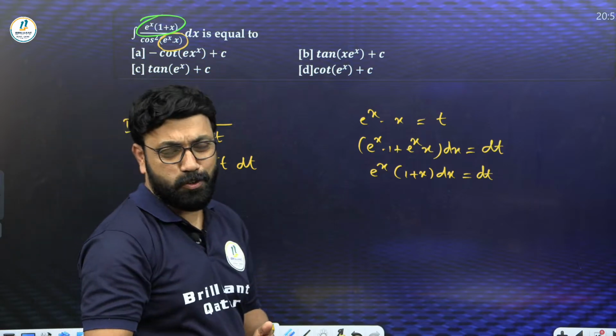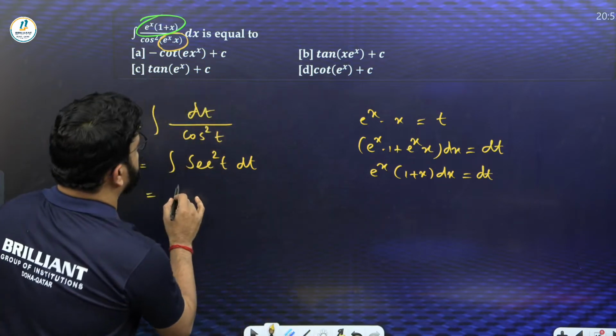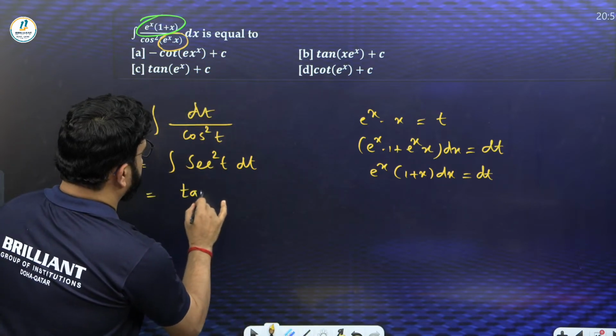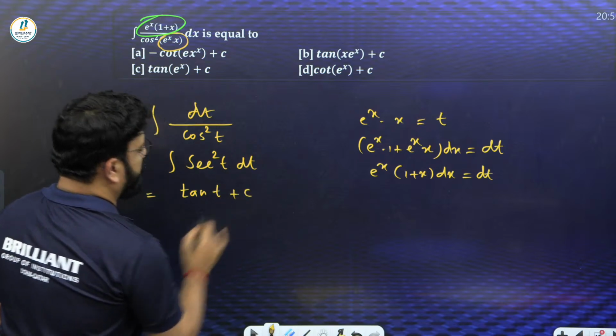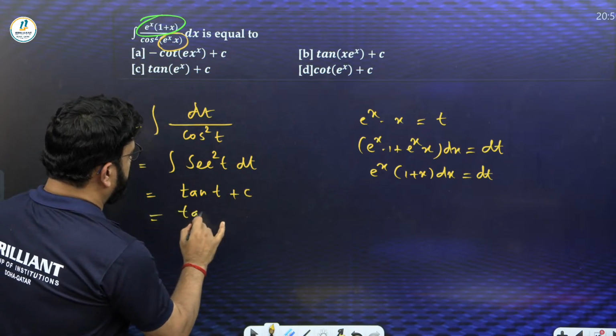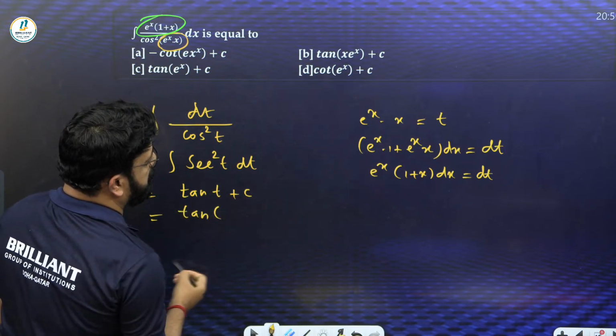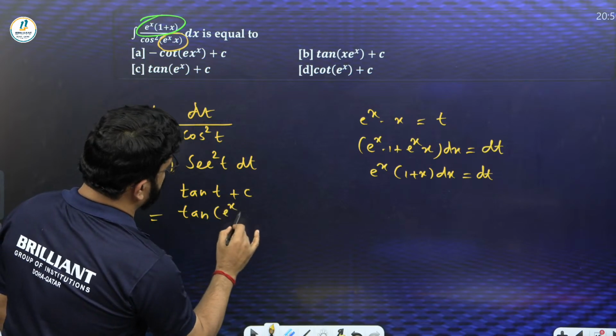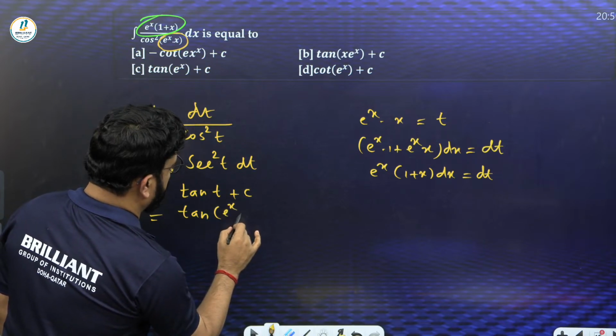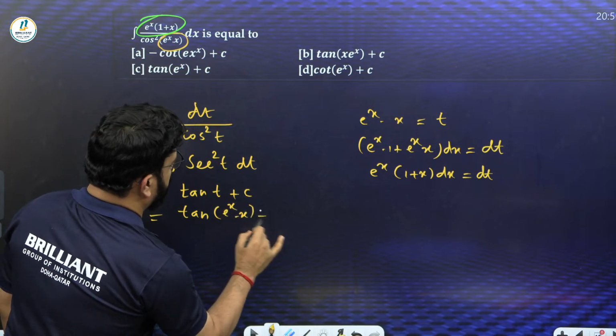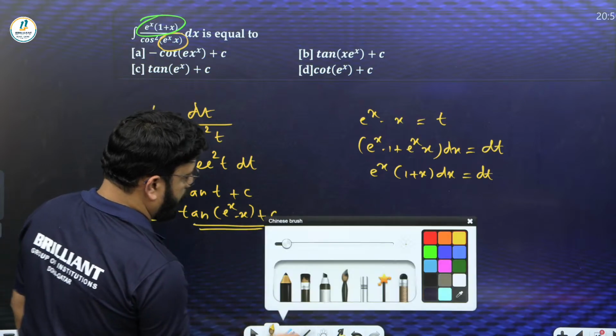The derivative of tan x is equal to sec square x, right? So we'll get tan t plus c. What is t? t means e raised to x into x, or x into e raised to x. So we get tan of (x e raised to x) plus c. I think that option is there.